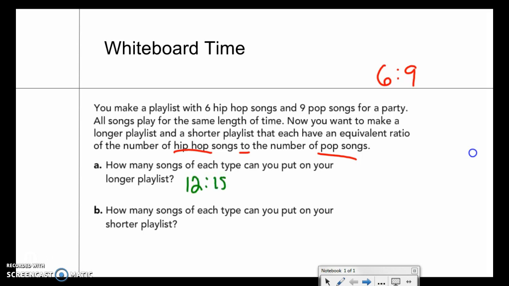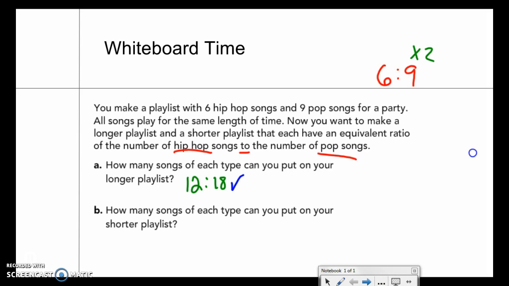And to see if it's correct, you need to look at your first numbers. I did 12. 6 times 2 is 12. And we talked about if you multiply one thing times 2, you have to multiply the other times 2. 9 times 2 is going to give you 18. So now you know that you've made a correct ratio.